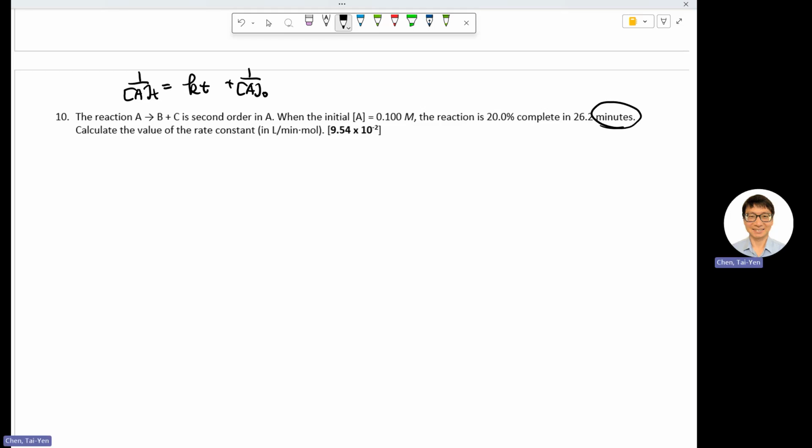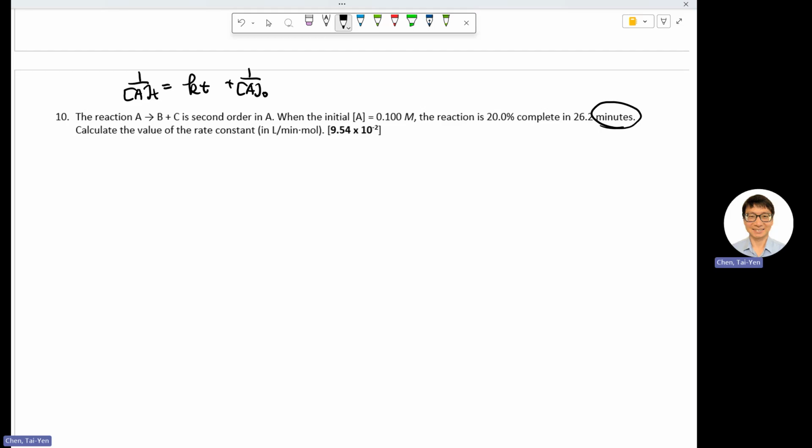So make sure you know the keywords. Minutes. Sometimes it shows us how long it takes. Okay. So when we have the equation, you see this 1 over AT equals to K times T plus 1 over A0, right? So A0 is what? Initial concentration, right? Plus KT, so A subscript T. Yeah, the concentration at a given time.